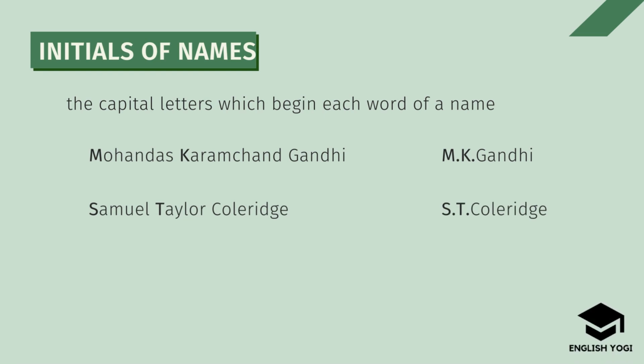Moving ahead, initials of names should also be written in capital letters. For example, Mohandas Karamchand Gandhi. If we want to write it in abbreviation or initial form, it can be written like this: MK Gandhi. M is capital and K is also capital. So we should remember that initials of names in a sentence should be written in uppercase, with capital letters.